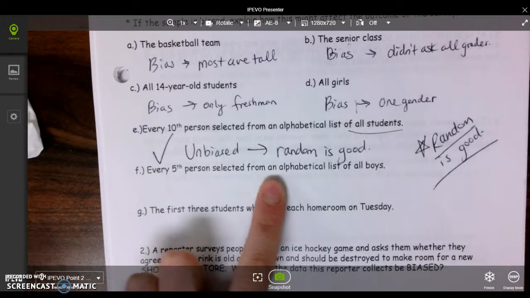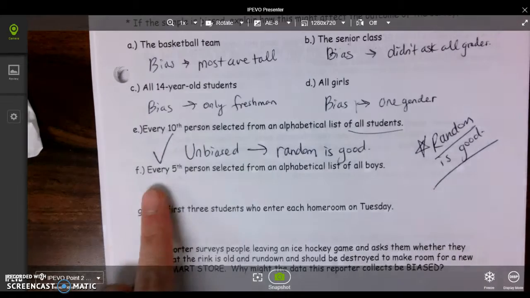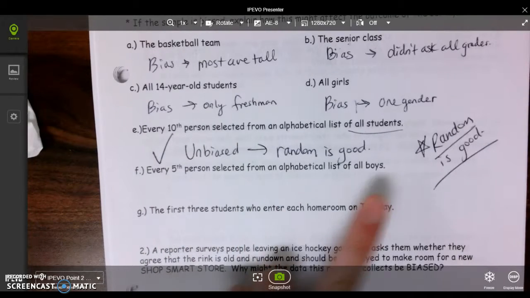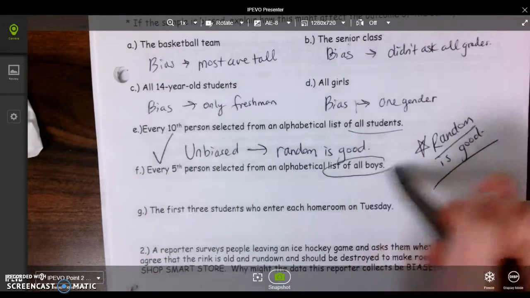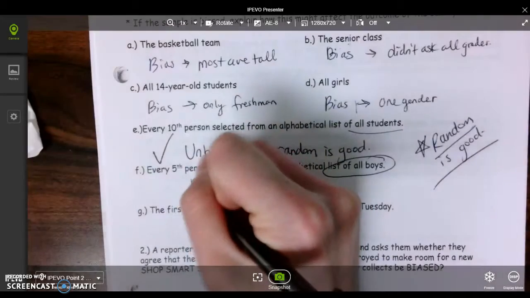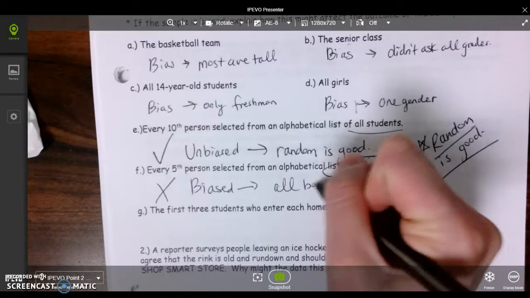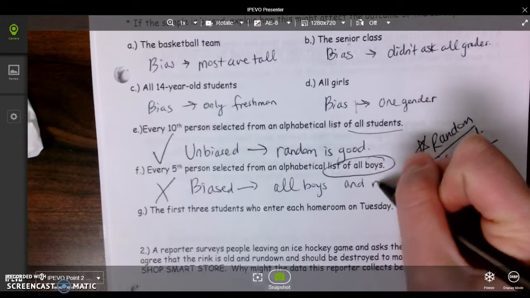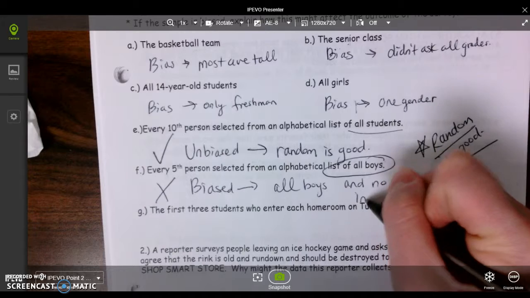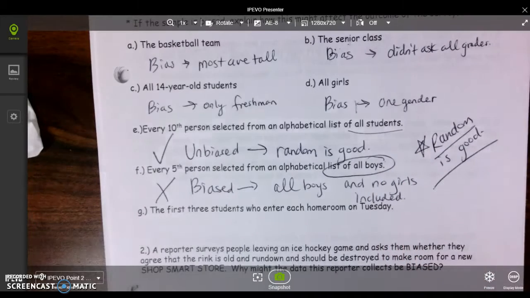Every 5th person selected from an alphabetical list of all boys. The first part of this was really good, but then we get to the all boys part, and that's the problem. So again, this would be bad, this would be biased, and it's because it's all boys and not girls. All boys and no girls included. Remember, the more random, the better.